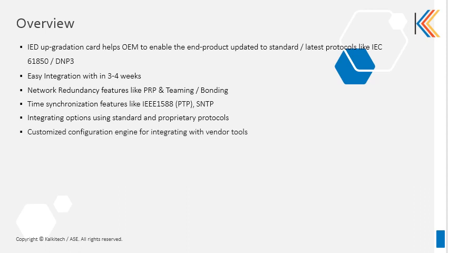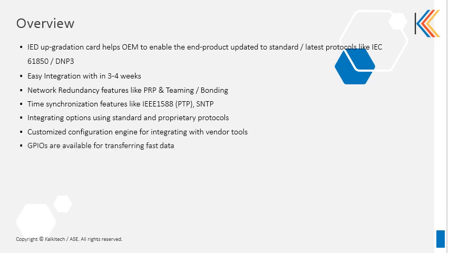Then customized configuration engine for integration. So this has a standard configuration tool which is known as EC Connect, but there is provision to provide it as a DLL. So this can be interfaced with the vendor tools, attached to the vendor tool itself, and will have all the similar look and feel as that of the vendor tool. This will use APIs and other interfaces supported in the DLL, and this can be used along with the vendor tool for protocol configuration management.